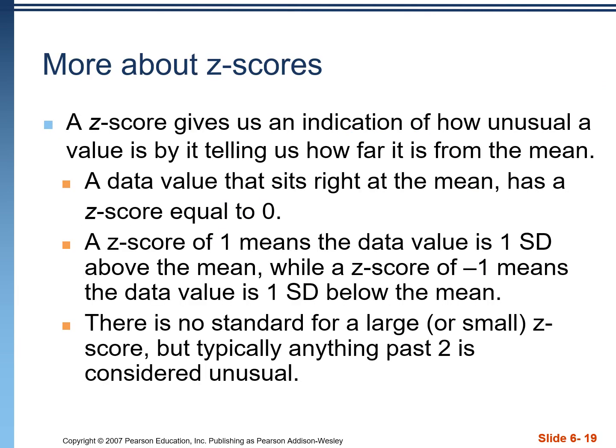So a z-score really tells us how unusual a data value is by telling us how far it is from the mean. If a data value is exactly equal to the mean, it would have a z-score of 0. Z-score of 1 means that that data value is exactly 1 standard deviation above the mean, -1 below the mean. There's no standard for large and small z-scores, but anything past 2 is typically considered unusual. So this is our second rule for determining outliers. If a data value has a z-score larger than 2 or smaller than -2, we consider that data value an outlier.